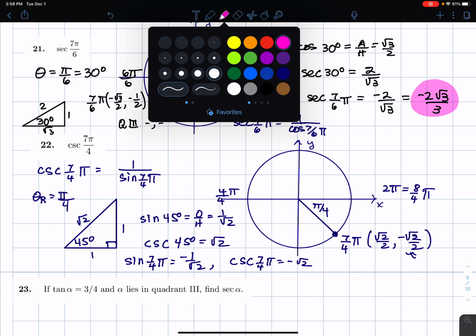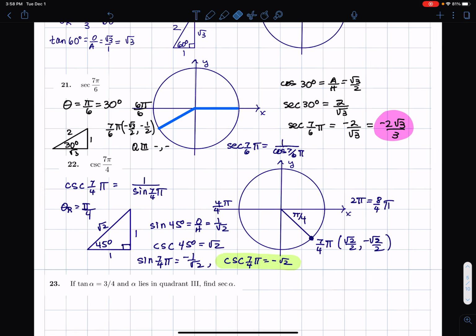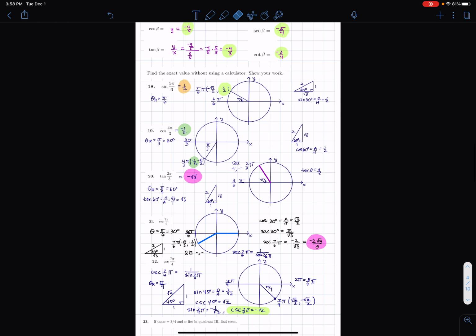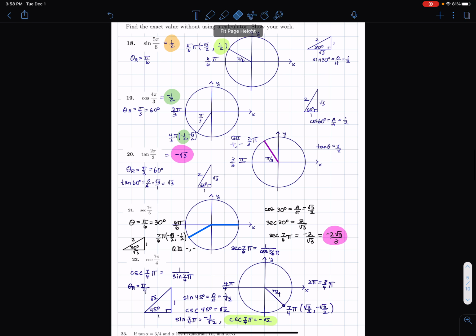I'm sort of overdoing it. You can stick either to a triangle or a unit circle, but you don't really need to do both. But you do need to know which quadrant the angle lies in. That was a lot of stuff, right? Talking very fast, but it was necessary to get through all those answers. Okay, and that will finish this video.